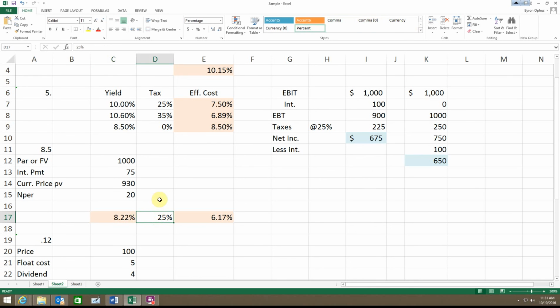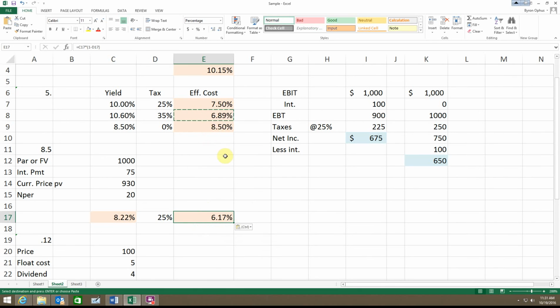I'm going to say that they're in the 25% tax bracket. I think yours is 40%. And guess what? I can come up here and just copy that formula and bring it on down here, right? Or, again, the formula is simply equal to this times 1 minus this.